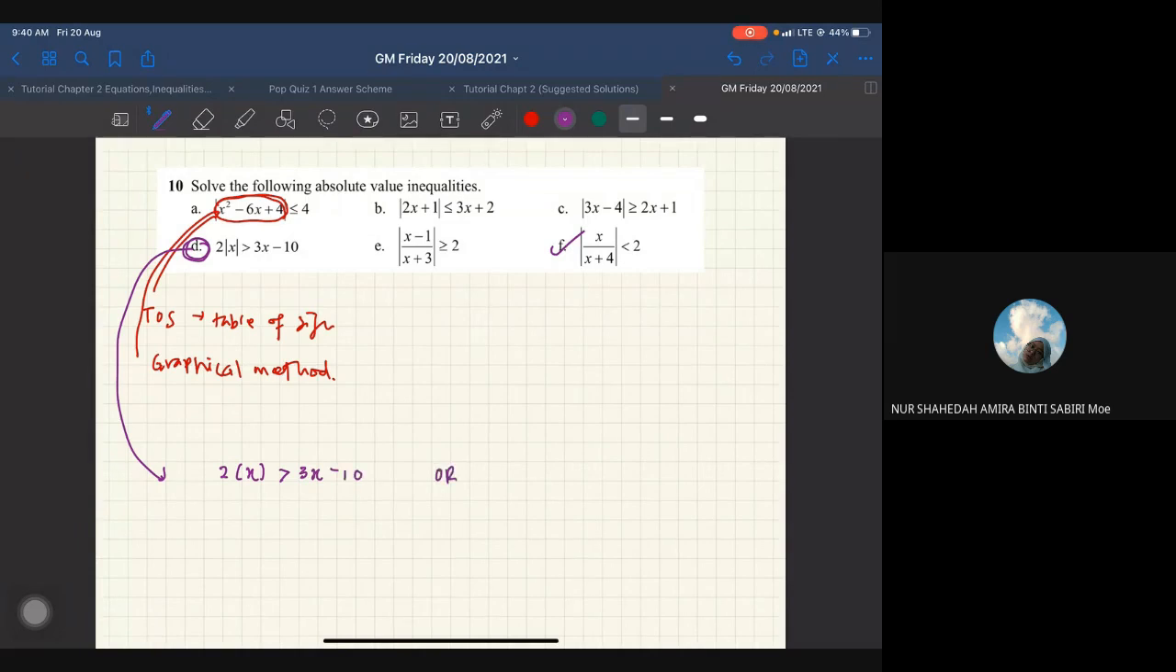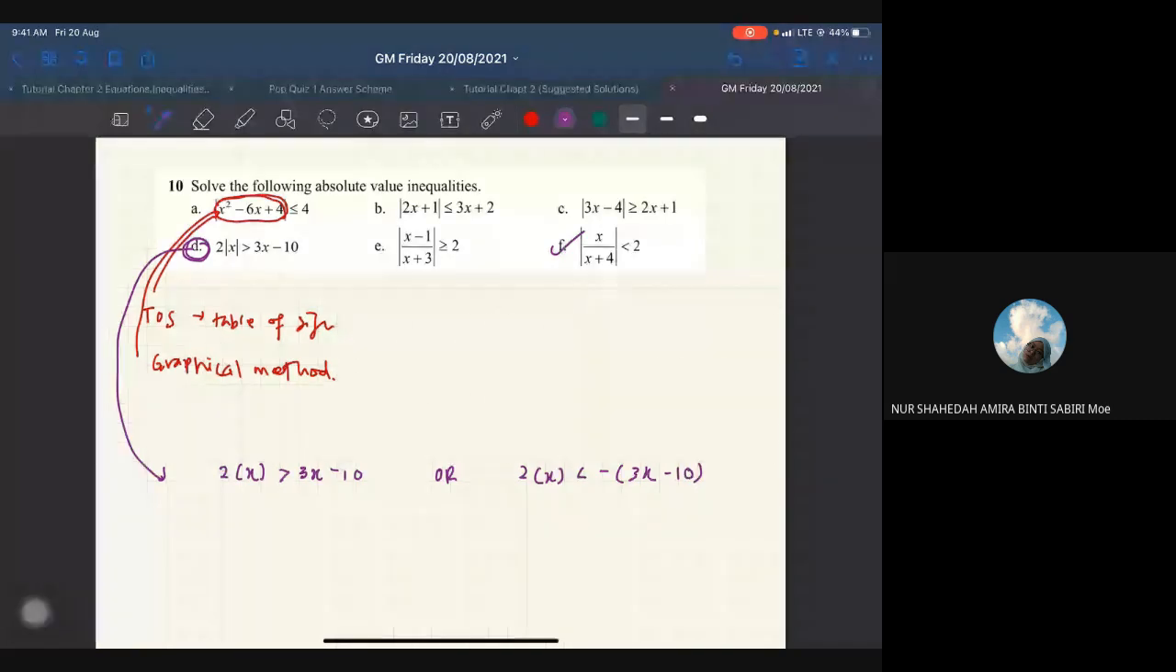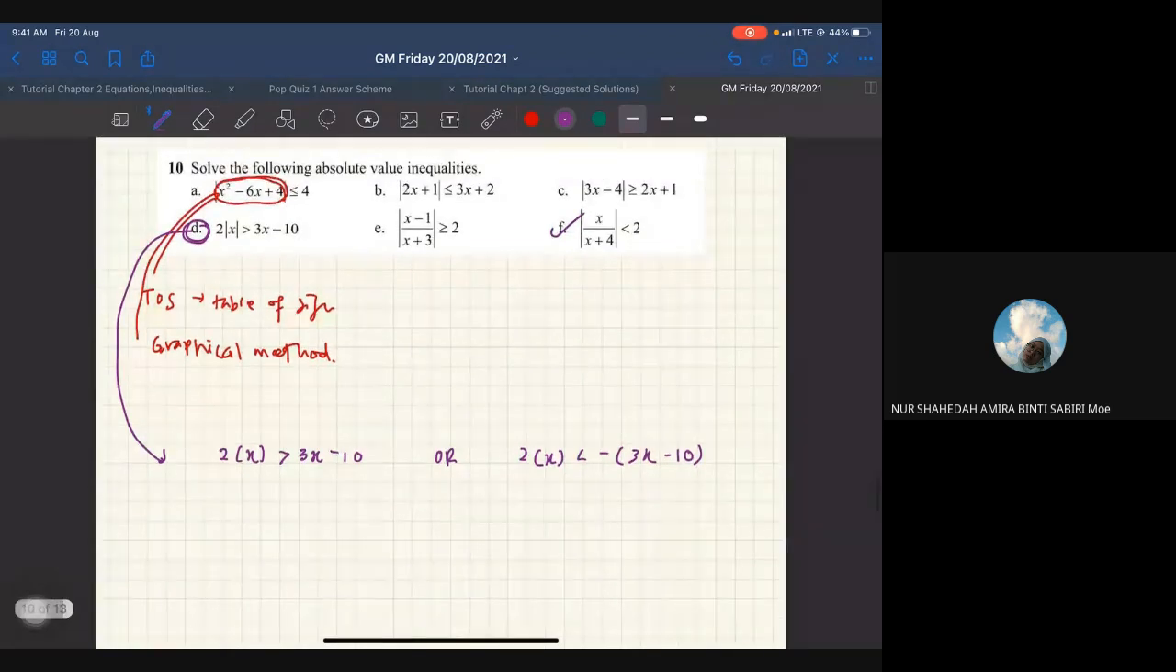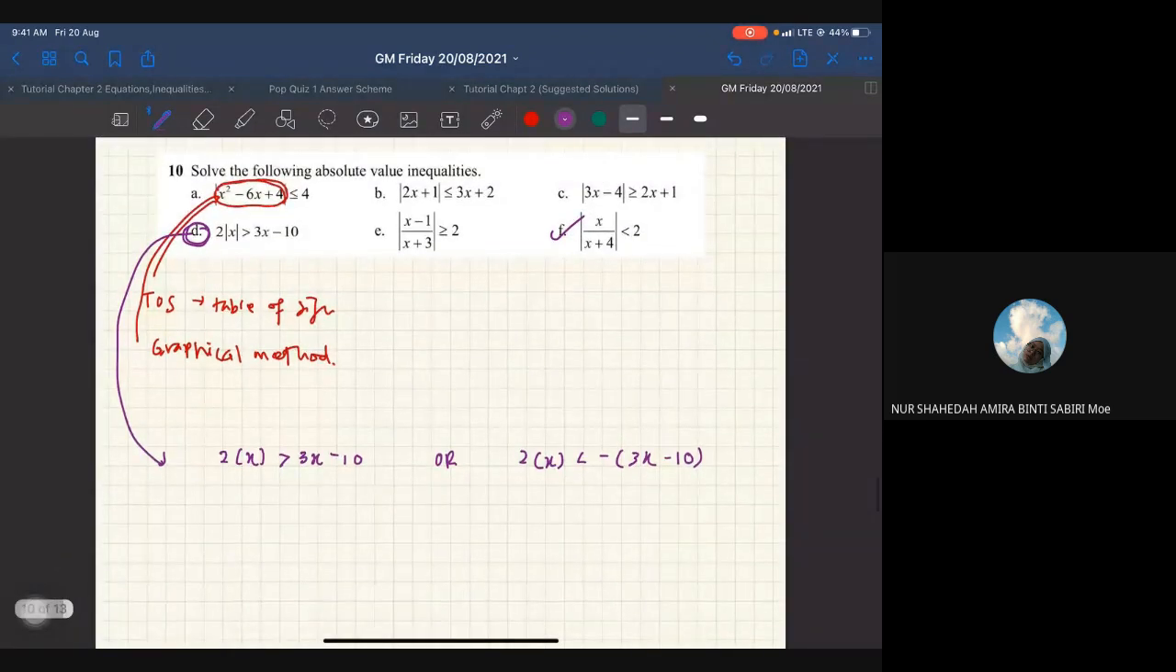Ada apa-apa soalan tak before saya nak teruskan? Isar ke Absar? Absar. Okay. So soalan nombor 10 saya teruskan. Sorry, 11.